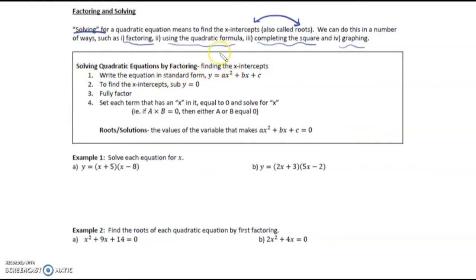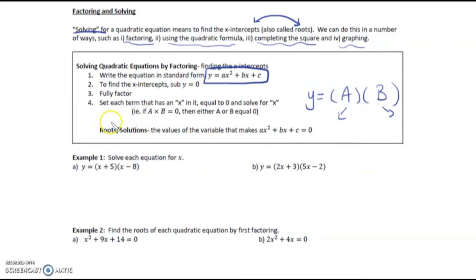This tells us that we need to find the x-intercepts. We need to start with the equation in standard form, completely expanded. Then to find the x-intercepts, we sub in y equals 0. We fully factor, and then we have, for example, y equals something in a bracket times something in a bracket. Let's just call these a and b. We know that if either a or b equals 0, then this entire expression equals 0. So we need to branch these two off, equate them to 0, and then solve for x.